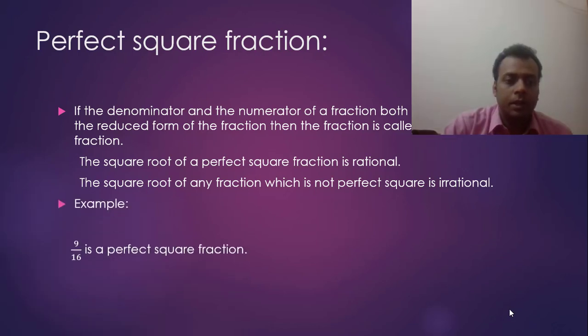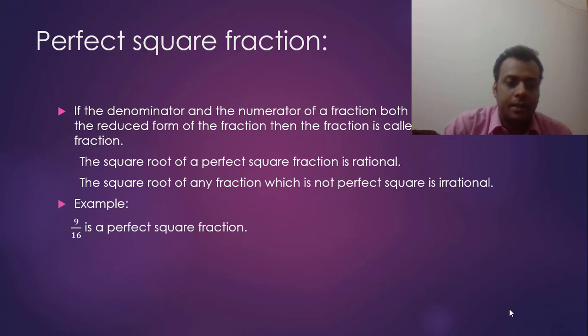For example, you can see 9 by 16. It is a perfect square fraction. And 32 by 98 is also a perfect square fraction, because 32 by 98 can be reduced to 16 by 49, and then you can say 16 is a perfect square and 49 is also a perfect square. So 32 by 98 is also a perfect square fraction.